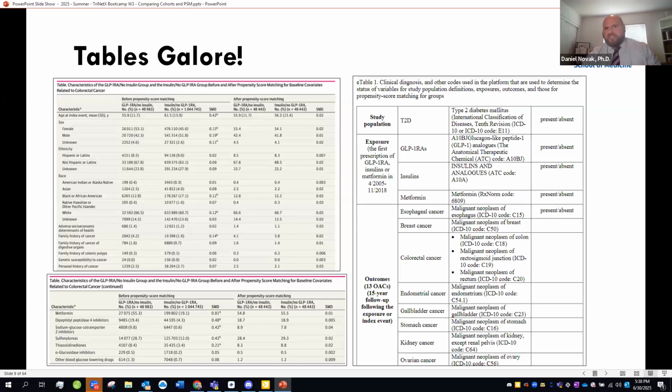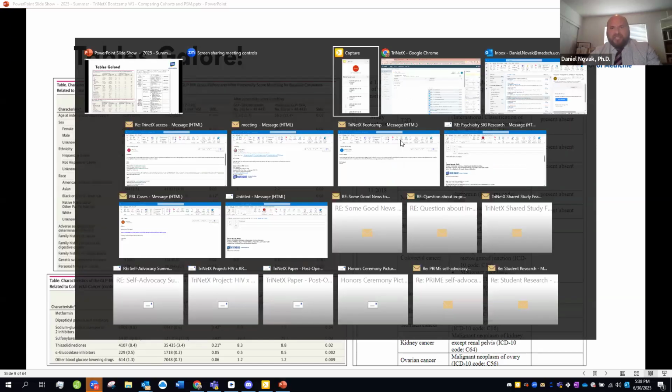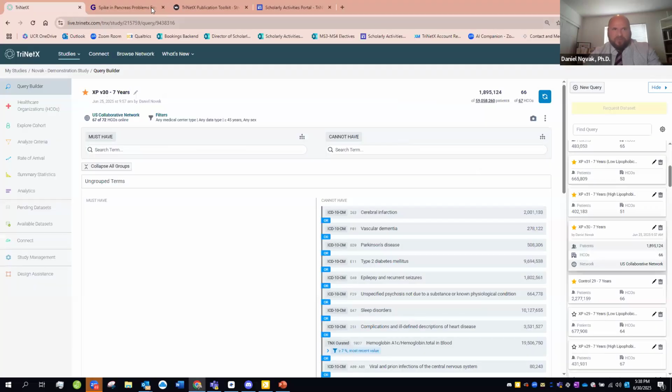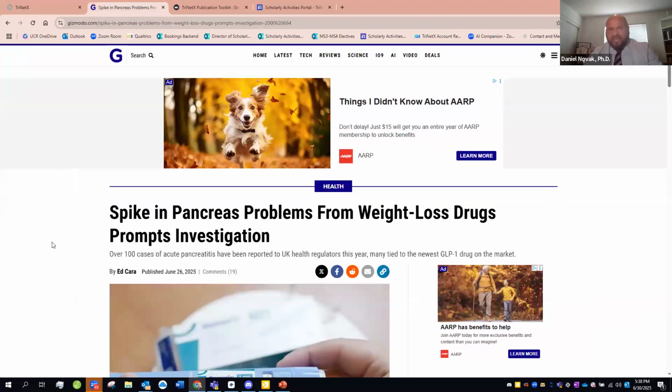And what's really great about doing it this way is it's 100% clear to your readers exactly how you structured your study, what covariates you used in your propensity score match, and what codes you used to construct your cohorts from the beginning. So, I highly recommend taking a look around at some really good examples like this on our Scholarly Activities portal.